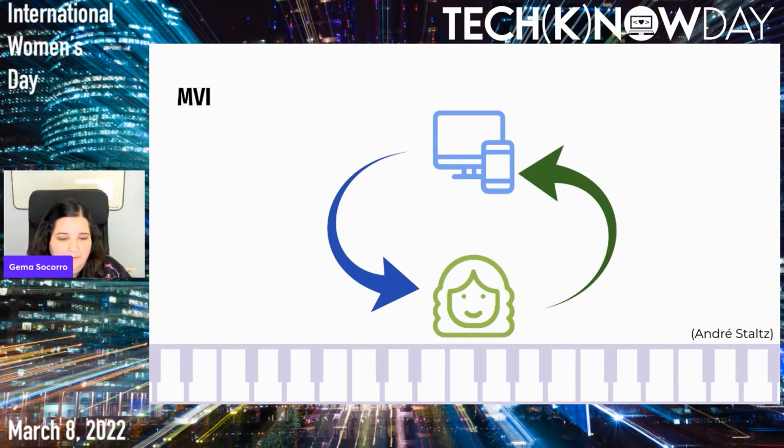So to explain what MVI is and its origins, I always like to refer to Andre Staltz's idea of comparing it to something as natural as a communication interchange. We have a user communicating with a computer, in our case a phone, in the case of Android developers. And this is pretty natural. The user does things in the UI, and the computer reacts somehow and changes the interface based on those interactions. For example, if you refresh a list, the computer will add more rows to the list.